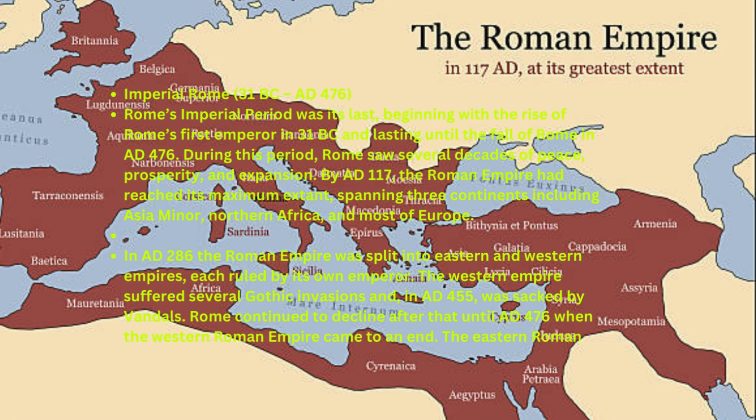The Eastern Roman Empire, more commonly known as the Byzantine Empire, survived until the 15th century AD. It fell when Turks took control of its capital city, Constantinople, modern-day Istanbul in Turkey, in AD 1453.